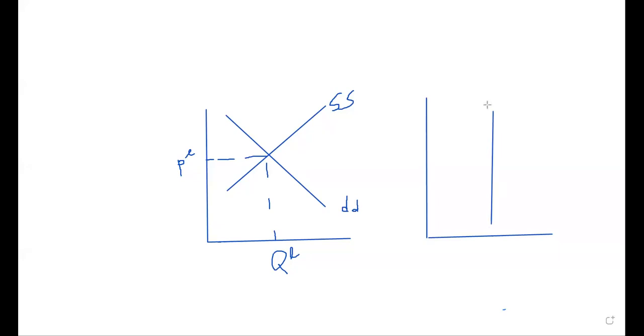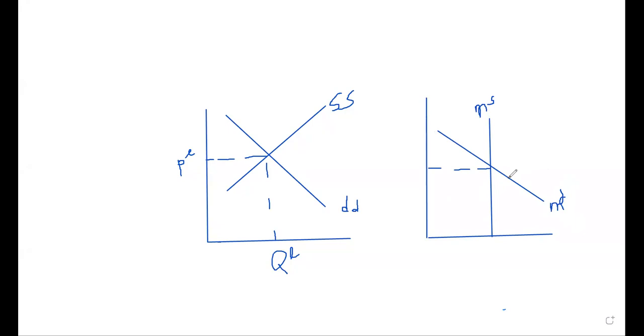Okay. I hope you follow this. The supply curve is vertical. The demand for money is just like the normal demand, so it's downward sloping. So money demand is downward sloping, but money supply is vertical.